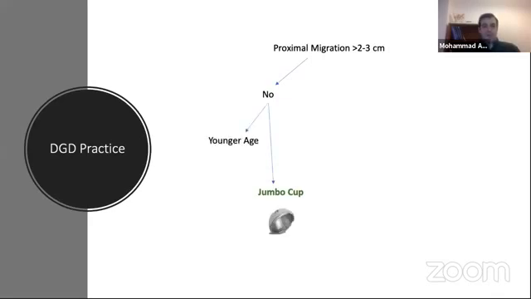So now this is Prof's practice in terms of his decision-making algorithm, and he takes into account the patient age as well as the need for future revisions. So we'll start off by looking whether we've got proximal migration, which is more or less than 2 to 3 centimeters. If it's less than 2 to 3 centimeters, then we go for a jumbo cup. But if the patient is young, we would consider impaction grafting, with the hopes that in 10 to 15 years, when this hip fails, we can convert it easily into a jumbo cup.